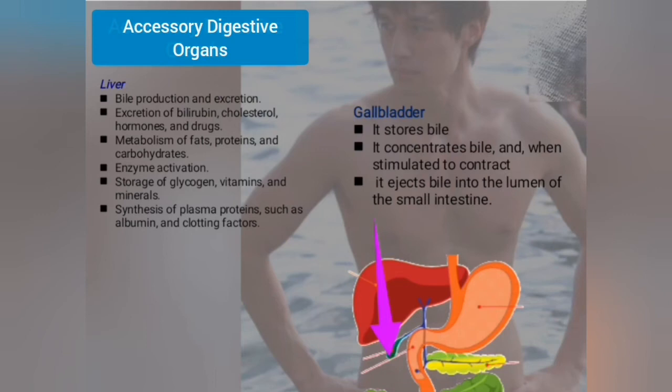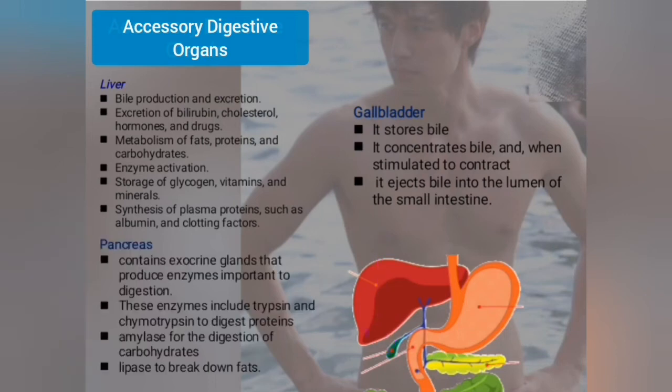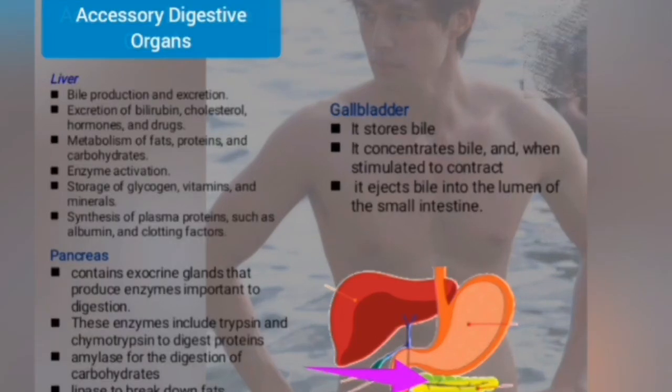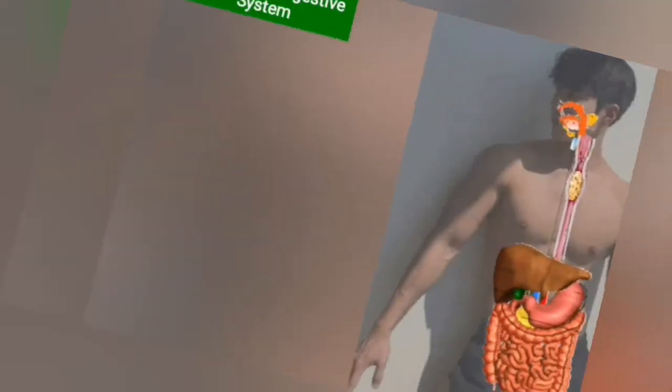Bile is a yellowish-green fluid produced by liver cells. The main components are water, bile salt, bile pigments, and cholesterol. The last accessory digestive organ is the pancreas. It contains exocrine glands that produce enzymes important to digestion. These enzymes include trypsin and chymotrypsin to digest proteins, amylase for the digestion of carbohydrates, lipase to break down fats.